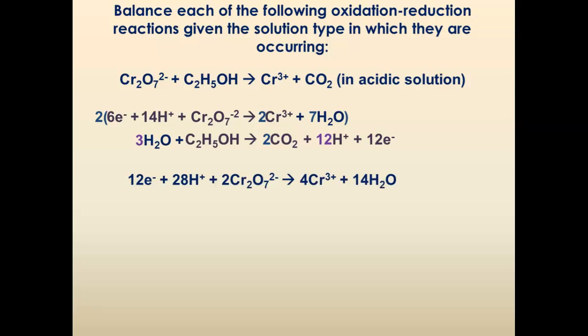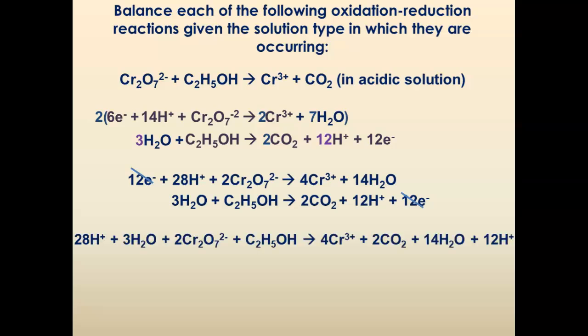So that now gives me my 12 electrons, my 28 hydrogen ions, my 2 dichromate ions, making 4 chromium 3+ ions and 14 waters. The second half reaction is balanced but did not require any additional changes. There are 12 electrons on the reactant side as well as on the product side, so those cancel out. And I can also do that with other like terms. So if I look at these half reactions, I can see that I have hydrogen ions on both sides and I have water molecules on both sides.